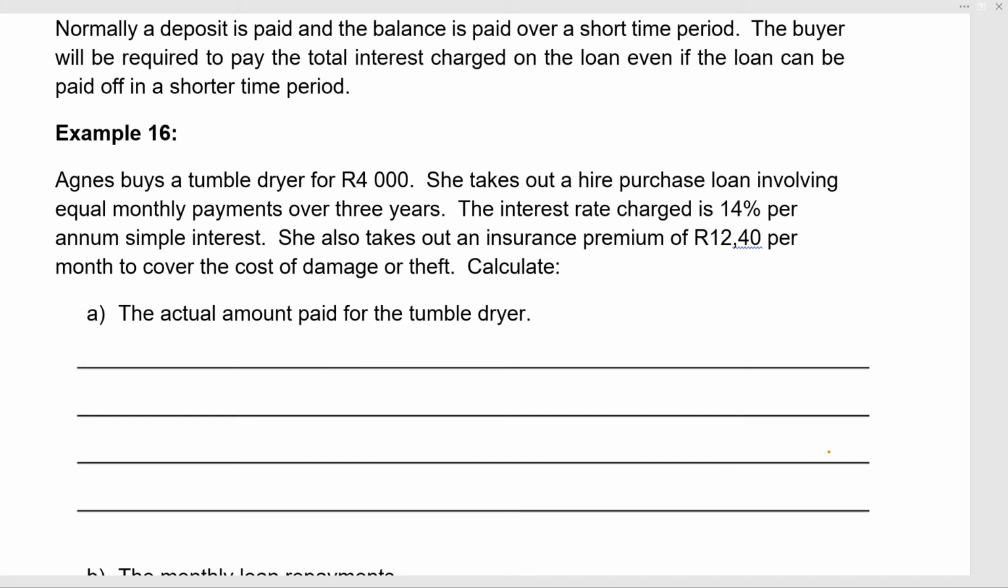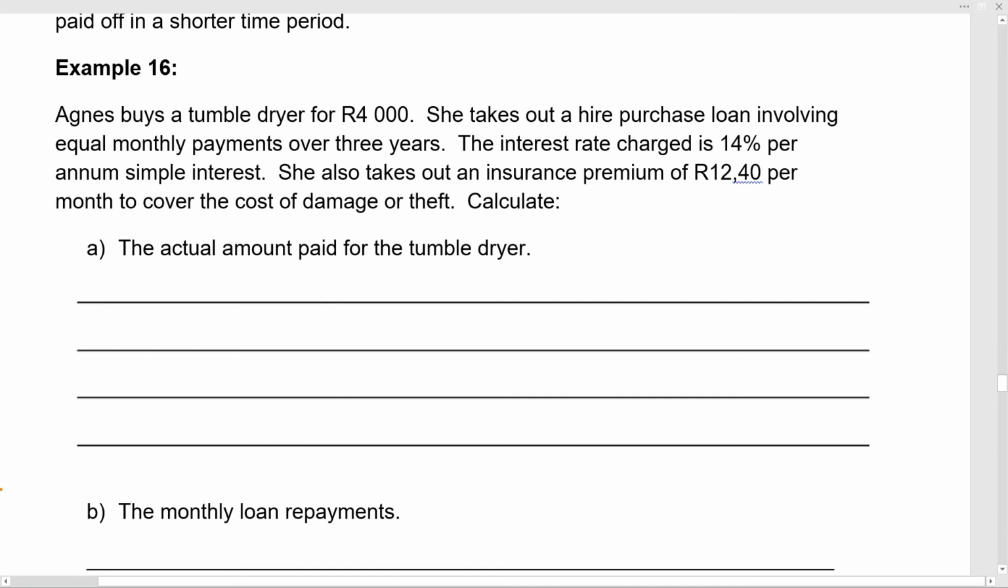All right, so Agnes buys a tumble dryer for 4,000 Rand. She's going to take out a hire purchase loan, so we know that it's going to be simple interest, involving equal monthly payments over 3 years. The rate is 14% per annum simple interest, and then she also takes out an insurance premium per month to cover the cost of damage or theft. Okay, so what's missing here?